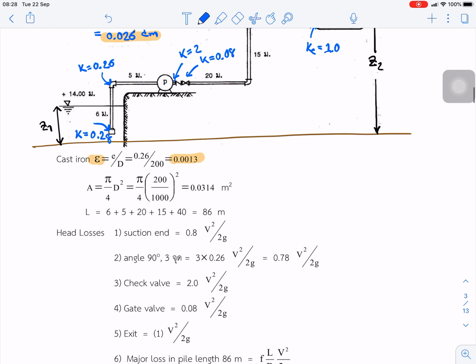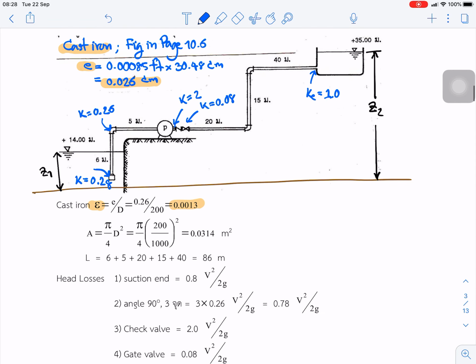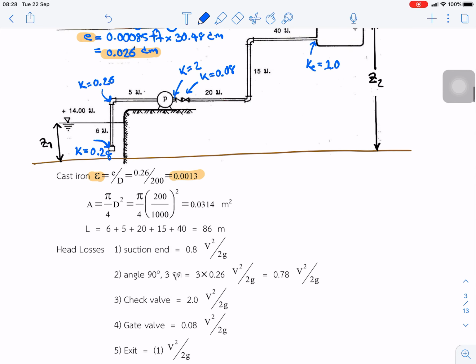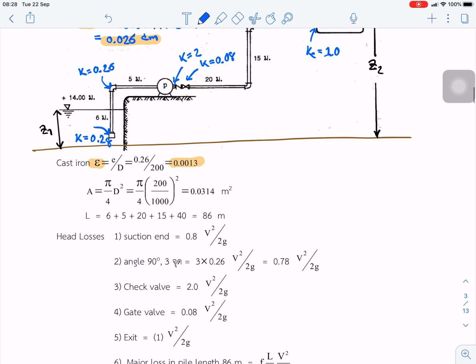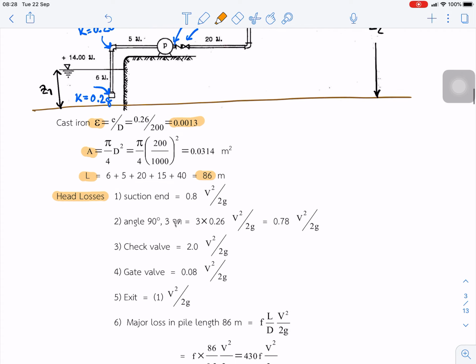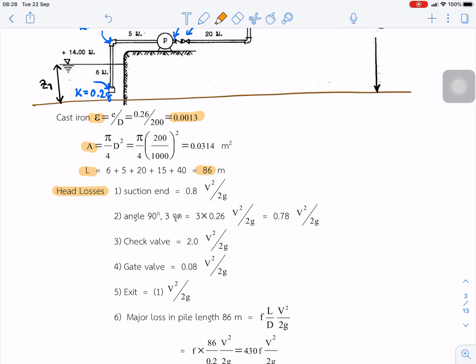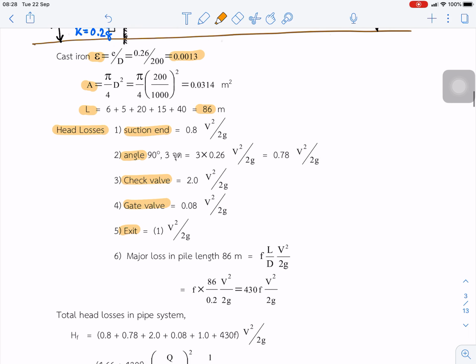Okay, so next we want to find the equation for head loss, total dynamic head. The next step, we find the area, because we are given the diameter of 200 millimeter, and find the length. Total length is 86, and list the head loss from the minor loss, from suction end, angle, check valve, gate valve, exit, and the major loss.